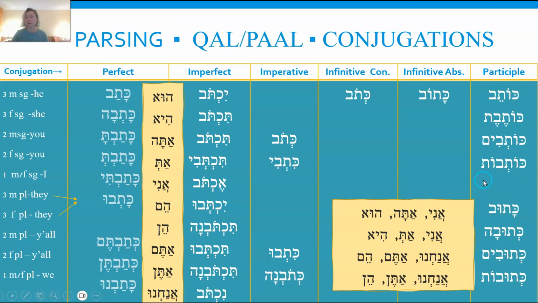And again, this is why the same set of pronouns correlates exactly the same way as above with active participles. Katuv, masculine singular, can be he, can be you, or can be I if I am a man, right? So, ani katuv would mean I am written. I am written or I'm being written.